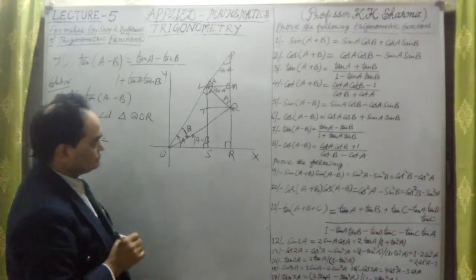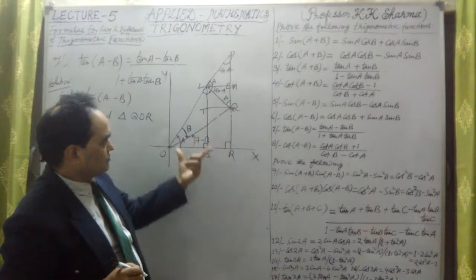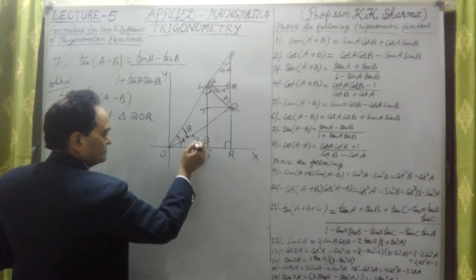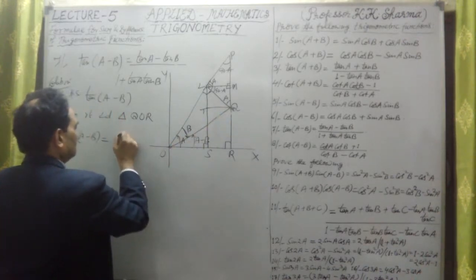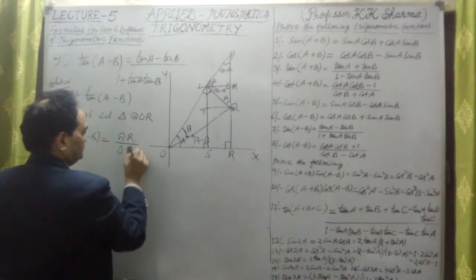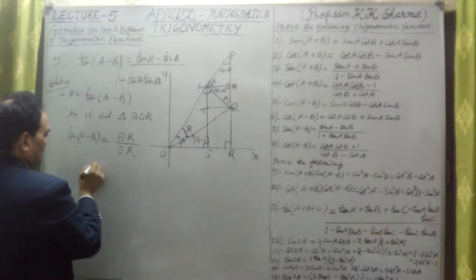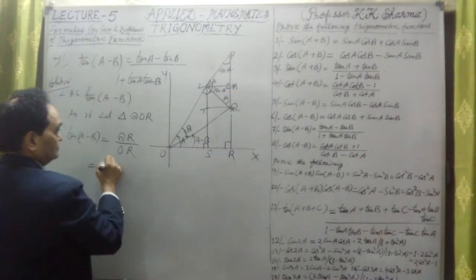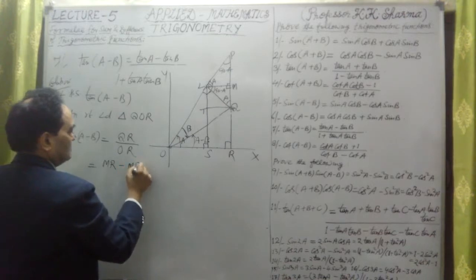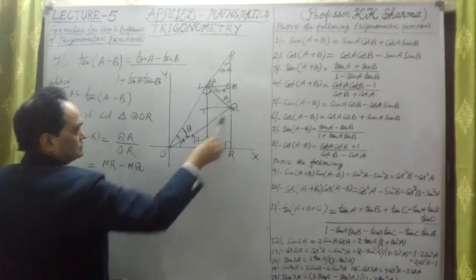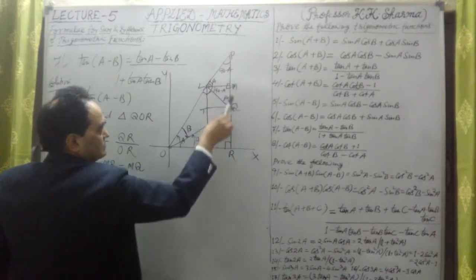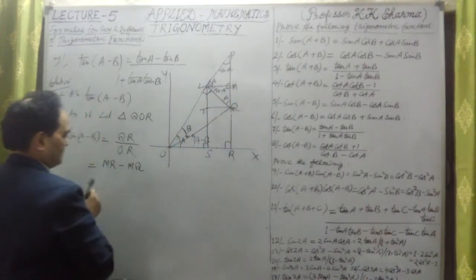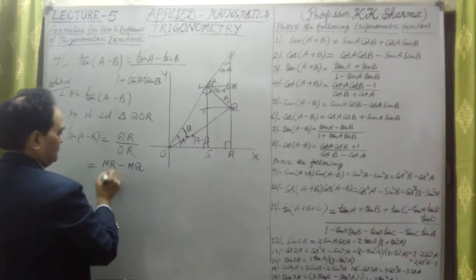is equal to perpendicular upon base. OQ is the hypotenuse. This is the base, because we are considering angle A minus B, so the side opposite to it is the perpendicular, QR. This is QR upon OR. Now what is QR? QR is MR minus MQ. So it is (MR minus MQ) divided by OR.